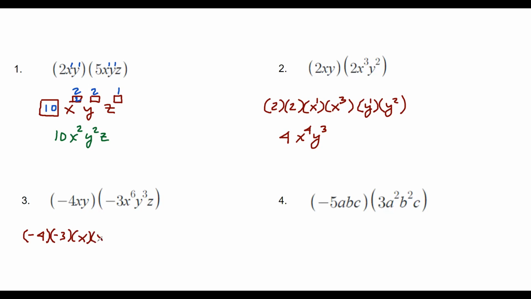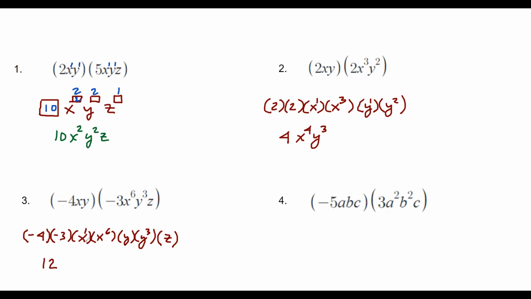So let's put those together. X times x to the 6th. We have a y variable times y to the 3rd. And we have our z variable, but there's only one z variable. So that will just be z. And now we can multiply our coefficients. 2 negatives make a positive. So we know that the product of these two will be positive. 4 times 3 is 12.